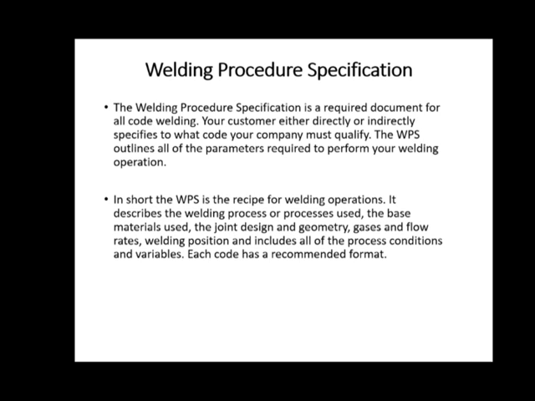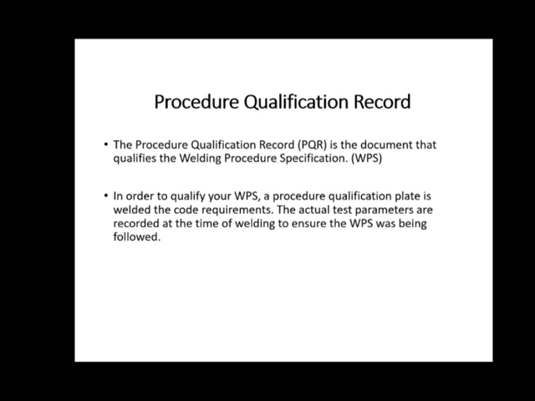Recommended, not required. The procedure qualification record is the document that qualifies the welding procedure specification. This is a supporting document. In order to qualify your WPS, a procedure qualification plate is welded to the code requirements, the code you're using. The actual test parameters are recorded at the time of welding to ensure the WPS was being followed. So you have to record all of the essential variables when you are welding your test coupon or your test plate. And then you send it off to the lab, and then they're going to do some bend tests, some tensile tests, some corrosion tests, whatever physical tests need to be done. The lab is going to do them.